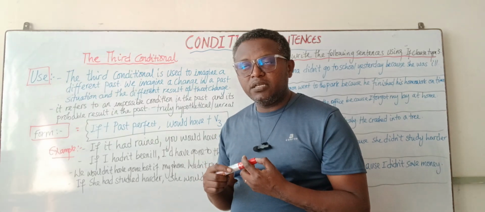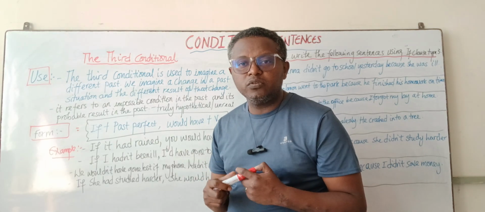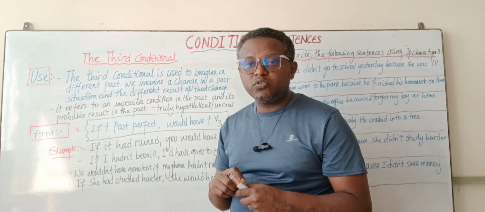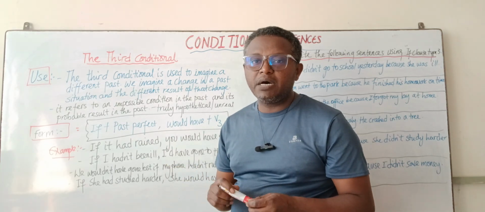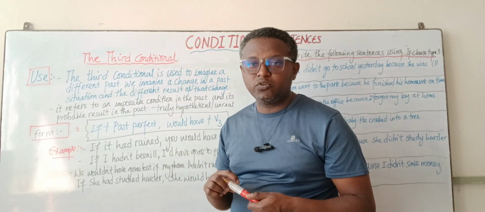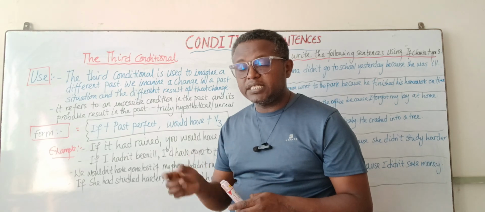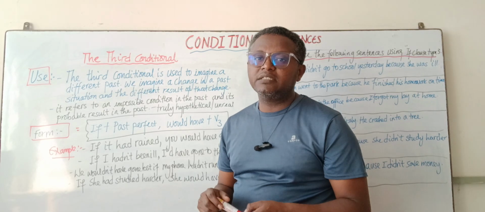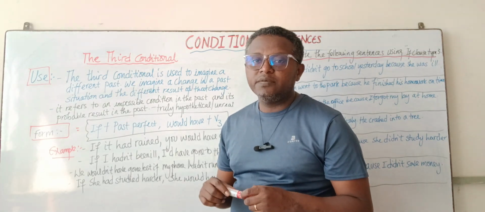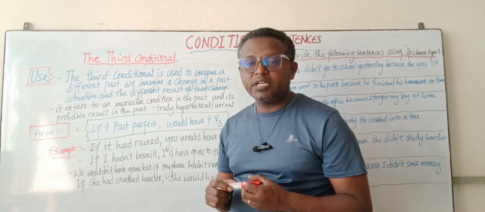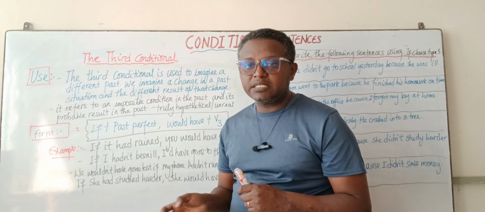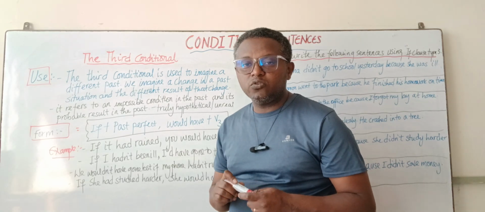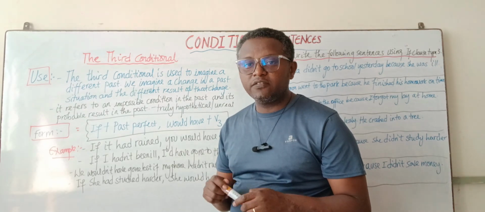And in conditional type 2, in our previous session, we said that it is used to talk about hypothetical or imaginary situations having probable results. We're talking about unreal situations in that condition, and the structure of conditional type 2 was if plus past simple in the if clause, and in the main clause we used would, could, or might plus verb 1.